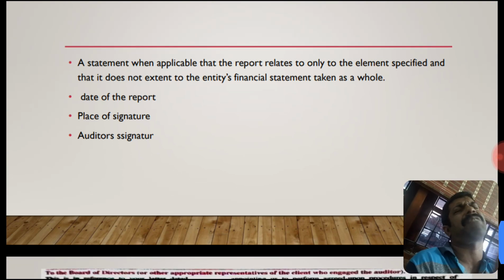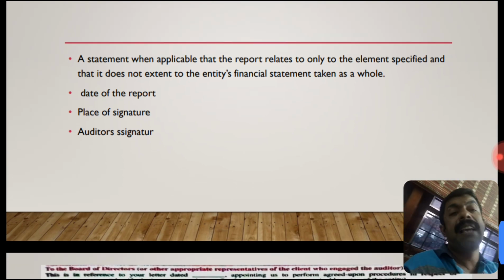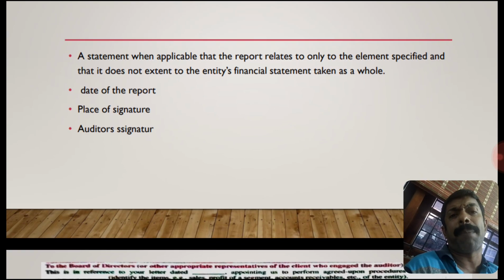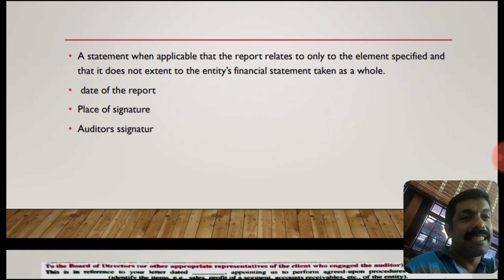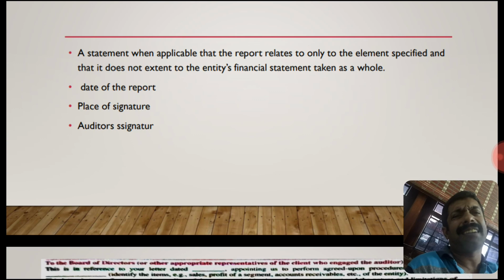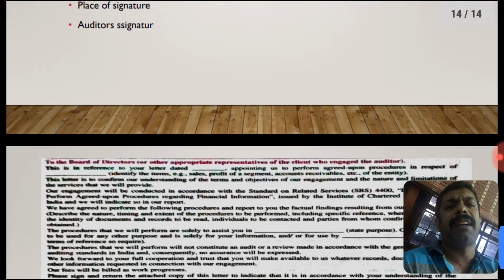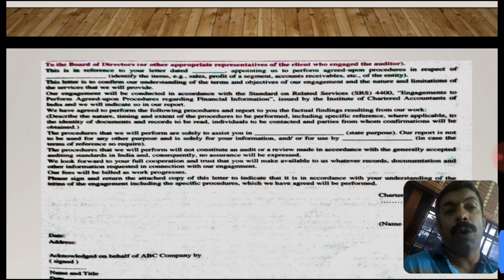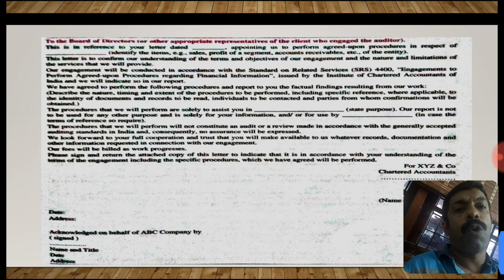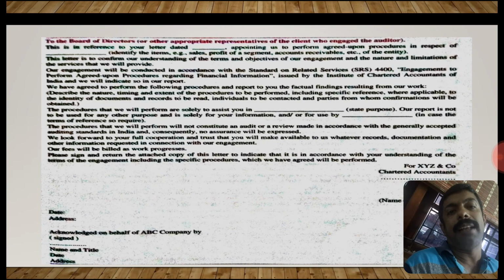A specific purpose engagement. Then as usual, the date of report, place of report and auditor's signature remain constant, except for certain differences. You may go through the audit report in the files attached to you.